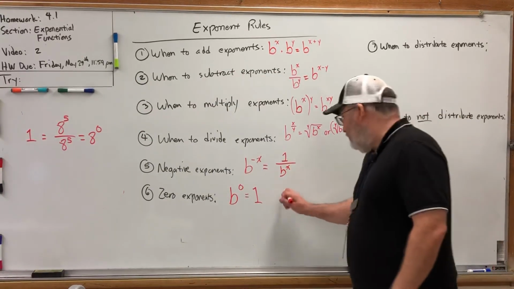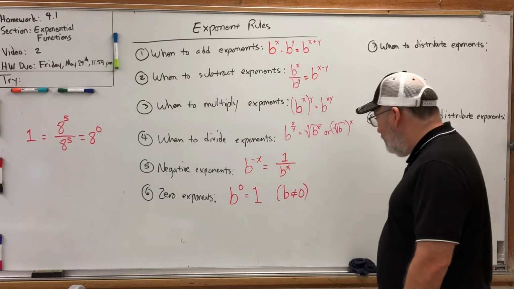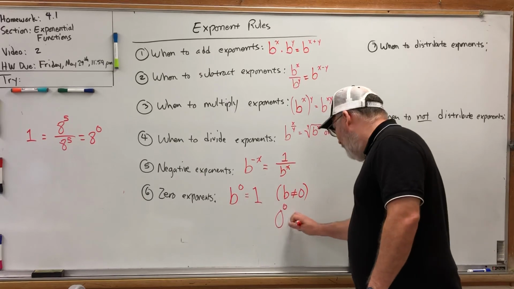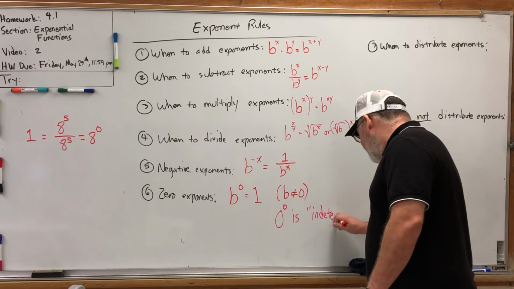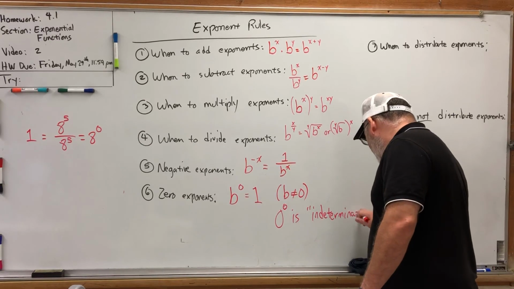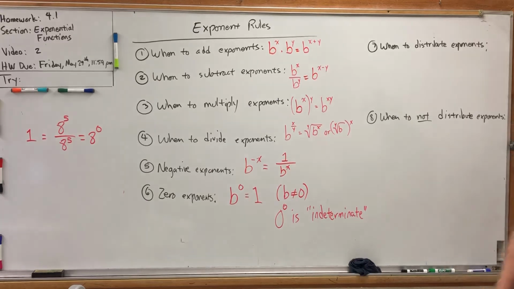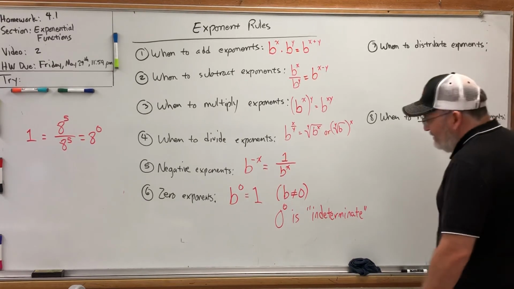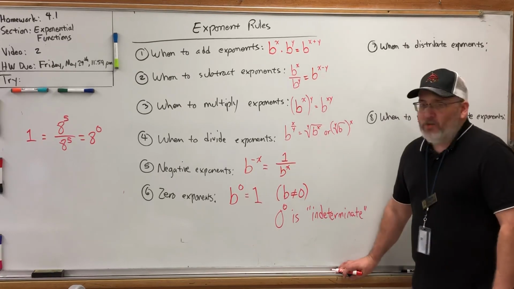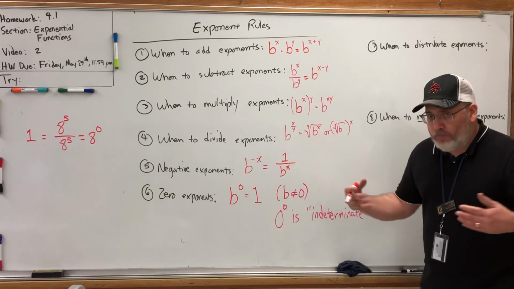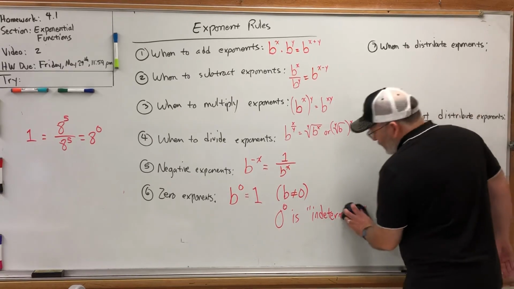There is a stipulation here, except 0. 0 to the 0 power is called indeterminate. It's not the same as undefined. Undefined, you can't give it a value. 0 to the 0 power is indeterminate because in calculus, this can actually equal anything depending upon how you approach the zeros, similar to approaching an asymptote.